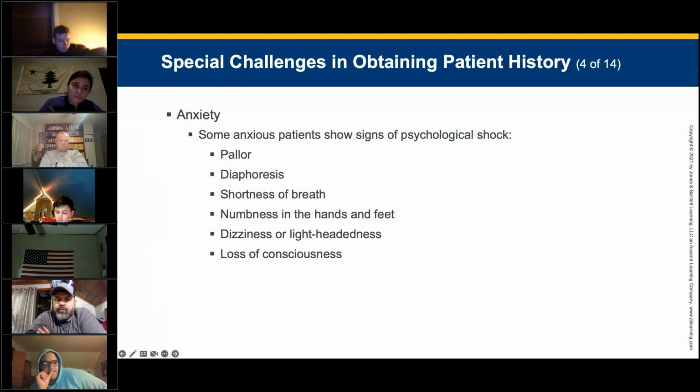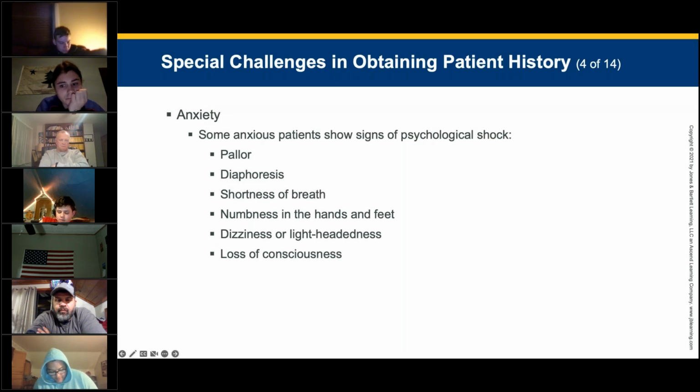Anxiety. Almost all of our patients are going to be anxious. Whatever they've called 911 for, to them, they're having the worst day of their life right there. They're going to be anxious. And that's where coming in confidently, making them feel comfortable, can really make the difference with them.